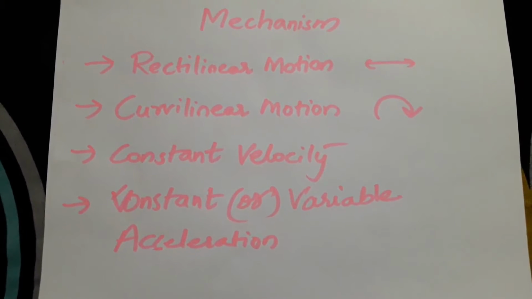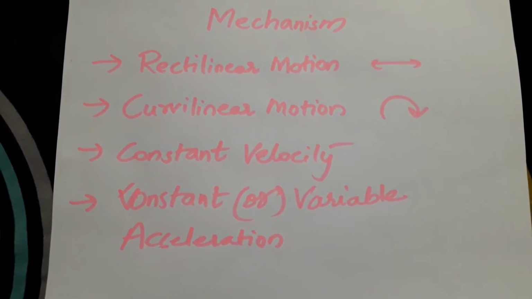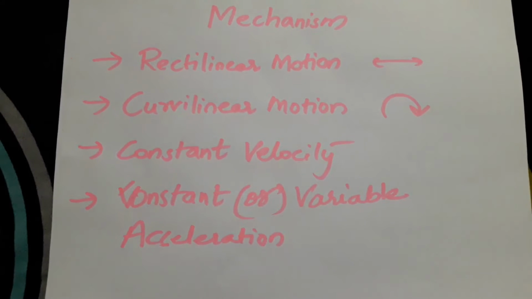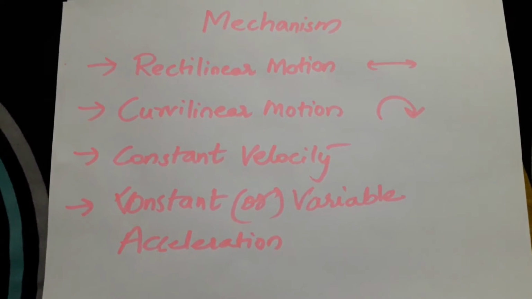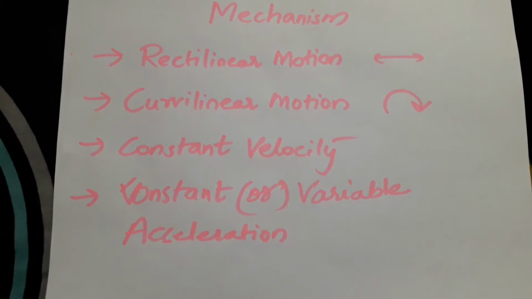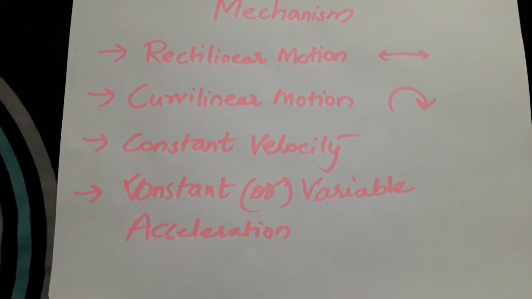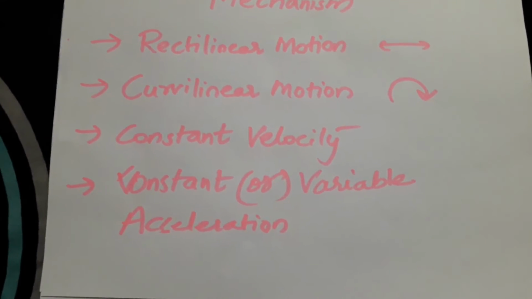So, what are the different types of motions we have? One is rectilinear motion, another is curvilinear motion, and how it is moving: with a constant velocity or a variable velocity, that is, constant acceleration or variable acceleration.